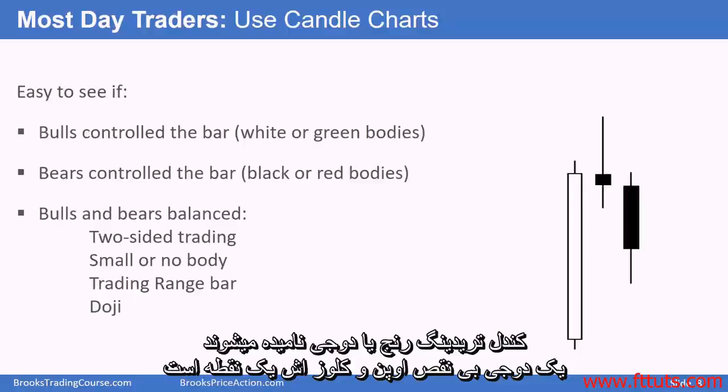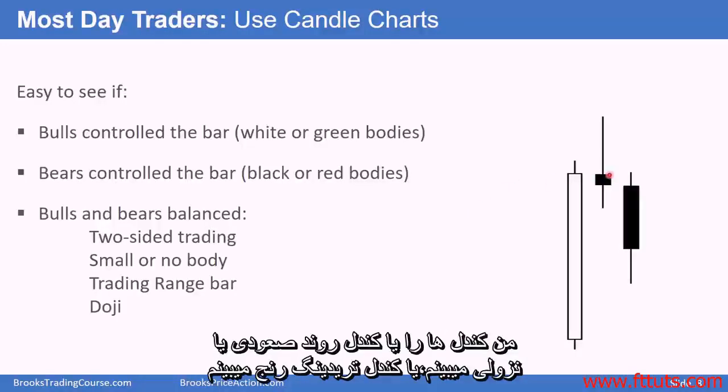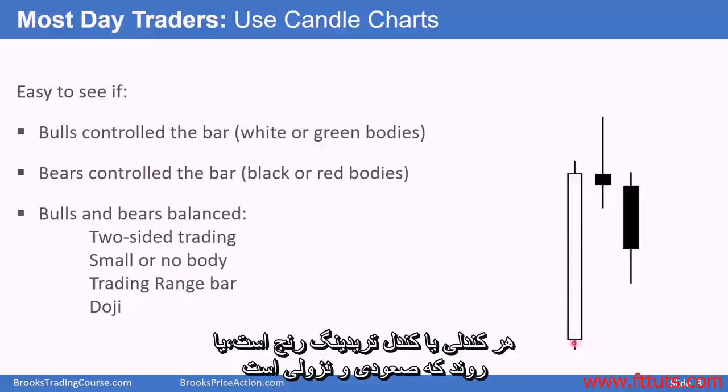Some people use the term doji to refer to a perfect doji where the open and close are exactly at the same price. I think that's useless because it's very rare. And why give a term to something that virtually never happens? For me, I see bars as either trend bars, here's a bull trend, here's a bear trend, or trading range bars, a bar that's not going anywhere. In my mind, every bar is either a trend bar, a bull trend bar, a bear trend bar, or a trading range bar, and I call it a doji bar.